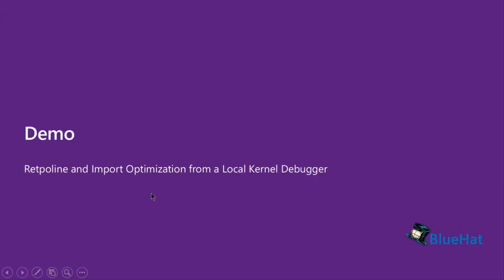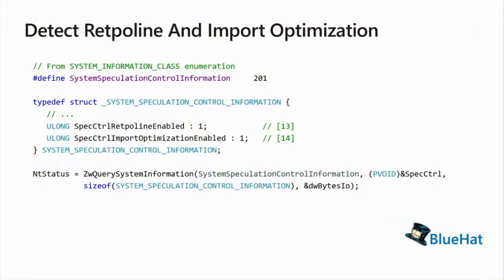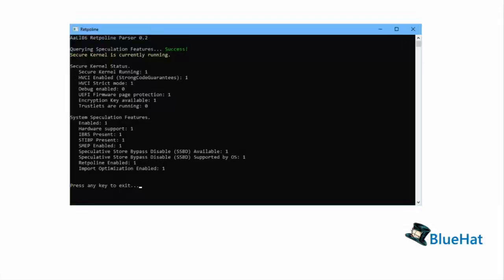So returning to the presentation, some conclusions. Here is the way for you to detect Retpoline and import optimization, the unofficial, non-official way. You can use the native ZwQuerySystemInformation with the speculation class, and that's it. It's only 2 bits, very easy, very straightforward. This is the proof of concept with which I have detected that everything works well.